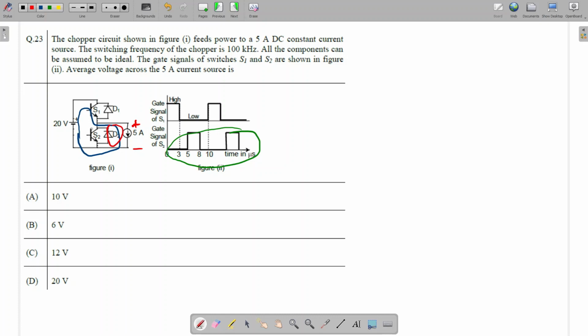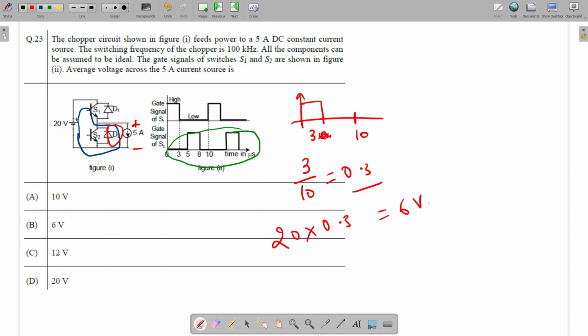So when this switch 1 will be on, what will be the output voltage? It will be 20 volt. So 20 volt for how much duration? 3 microsecond. Microsecond only. Okay, any unit, 3, and total is 10. So what is the duty ratio for this waveform? 3 divided by 10 is equal to 0.3. When we multiply with 20, what will be the average value of voltage? 20 into 0.3 will be 6 volt.